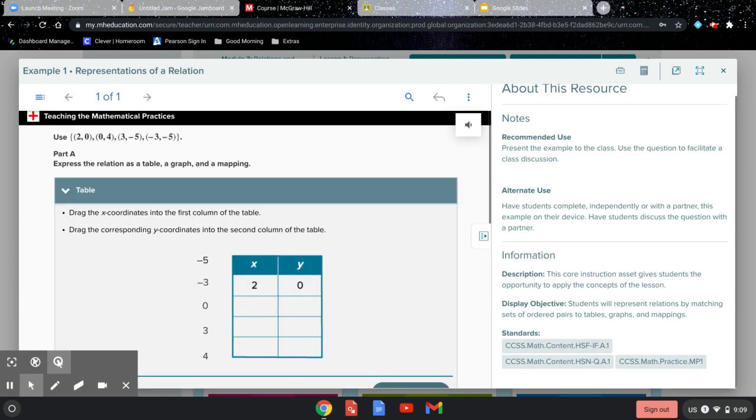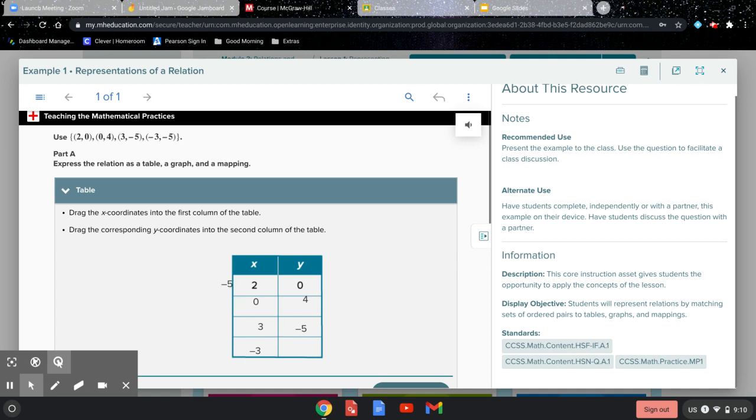All right, example 1 on page 136. On 136, it wants us to make a table, a graph, and a mapping diagram. So for the table, we have x and we have y, so we look at our ordered pairs. My next x is going to be 0, and that y, when I plug in 0, gives me 4. I look at the next ordered pair, I'm going to have 3 and -5. And then my last ordered pair is going to be -3 and -5.